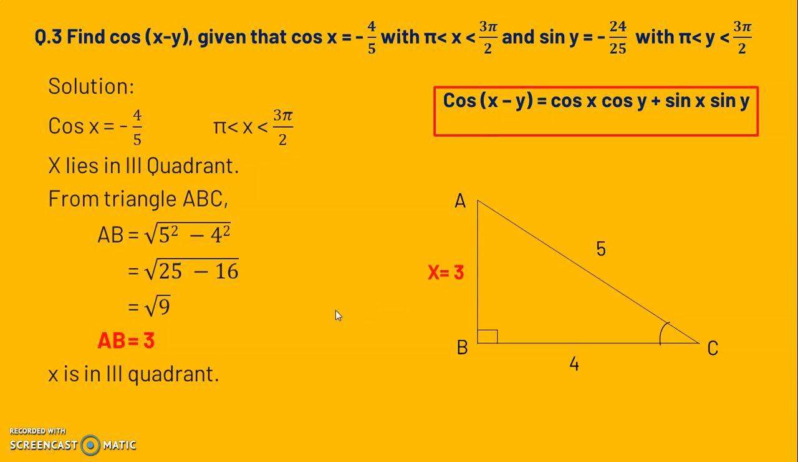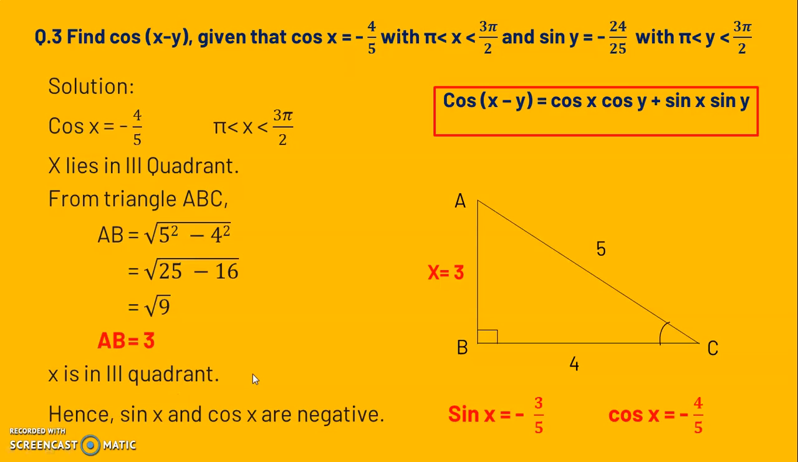So we know that x is in the third quadrant, so sin x and cos x are going to get negative signs. What is sin x? Opposite divided by hypotenuse is sin. So sin x is minus 3 by 5 and cos x is minus 4 by 5. Now we have found the value of sin x, and the only one left out is cos y. Next we can find cos y with the help of sin y.